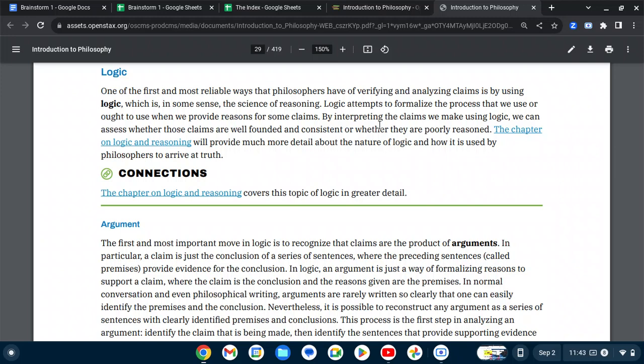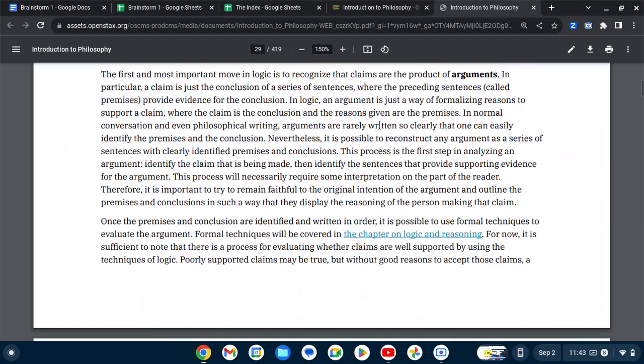All right, I'm back. Argument. The first and most important move in logic is to recognize that claims are the product of arguments. In particular, a claim is just the conclusion of a series of sentences where the preceding sentences provide evidence for the conclusion. In logic, an argument is just a way of formalizing reasons to support a claim, where the claim is the conclusion and the reasons given are the premises.